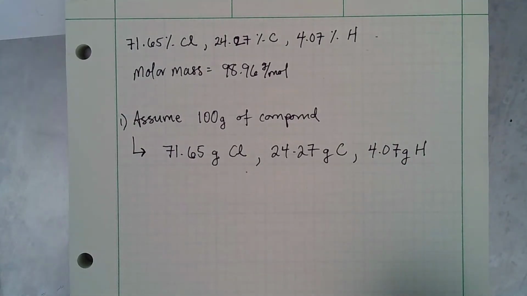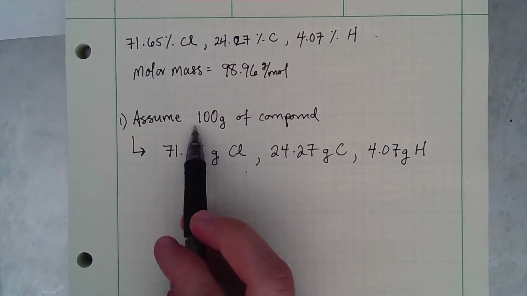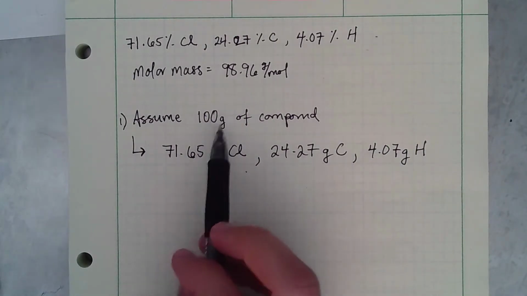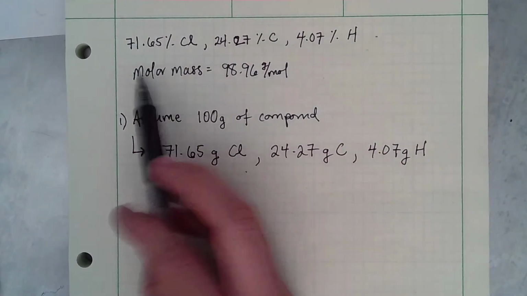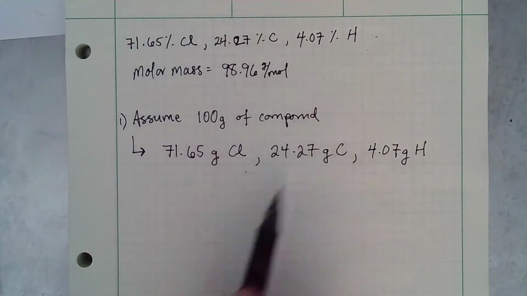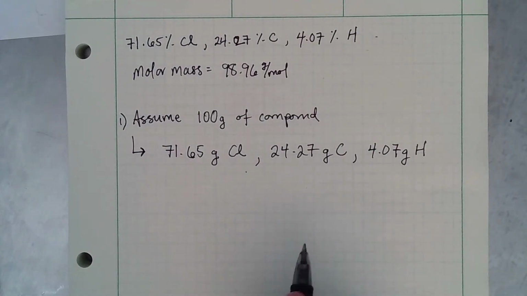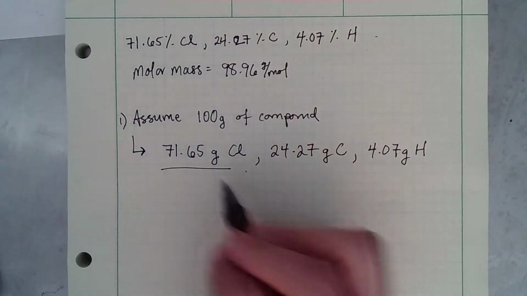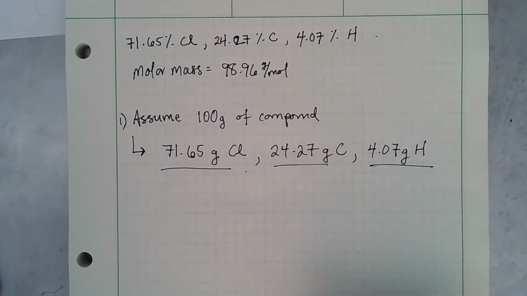You technically could assume that you have more than 100 grams, like you could do 200 grams, 300 grams, but because this is based off of 100%, if we just assume that we have 100 grams, then these numbers just directly translate and we don't have to do any extra work. It's kind of similar to in the previous problem how we'd assumed that we had 1 mole. So these are our amounts of our different elements.